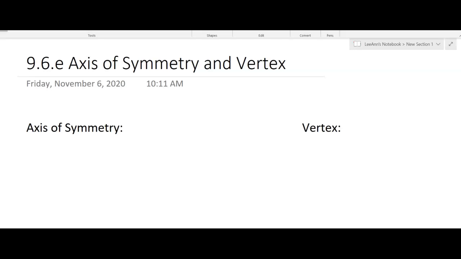Okay, so now we're going to talk about the axis of symmetry and the vertex. I don't think I have any graph paper here, but when you have a parabola, we'll say it's an upward facing parabola, but it could be down. The bottom point right here, that's called the vertex. And then there's a line of symmetry that goes right through that vertex.